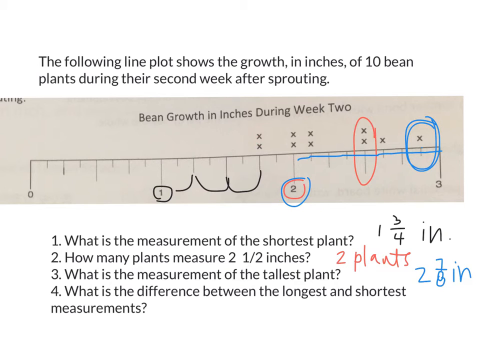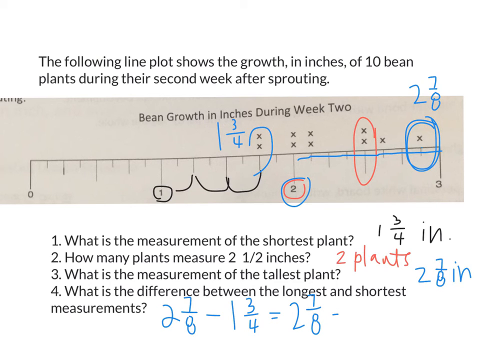Now, what's the difference between the longest and the shortest measurement? So we know the longest is 2 and 7/8. What's the shortest plant right here? What is it? 1 and 3/4. So we have to take the longest, 2 and 7/8. We have to take away the length of the shortest, 1 and 3/4. But we know 1 and 3/4 is the same as what? 1 and 6/8. So what's 2 and 7/8 minus 1 and 6/8? 1 and 1/8. So the difference between the tallest and shortest plant is 1 and 1/8 inches. So looking at a line plot, we can get a lot of information, yeah? Okay.